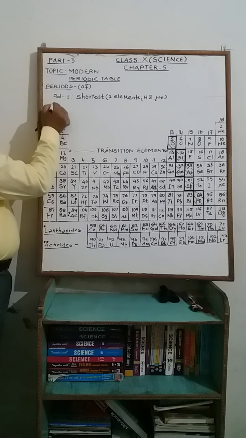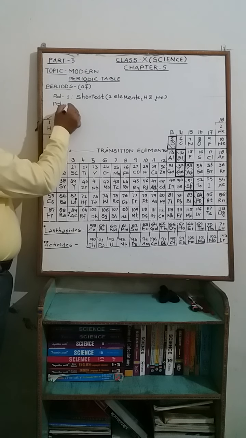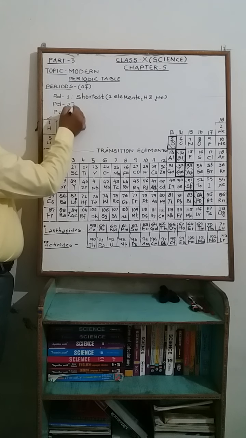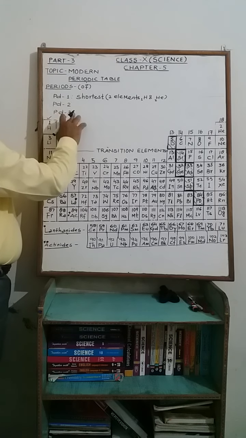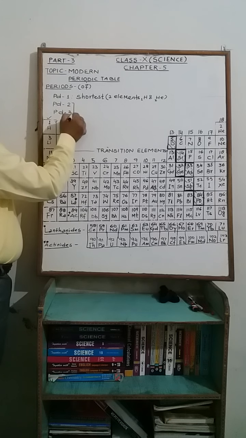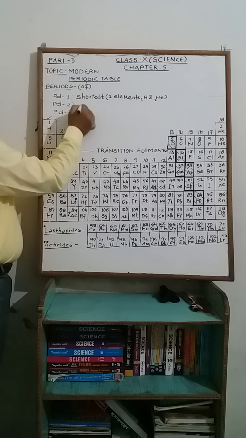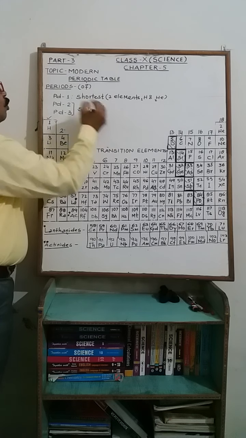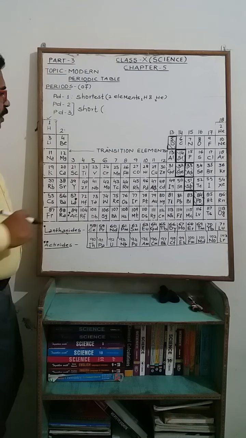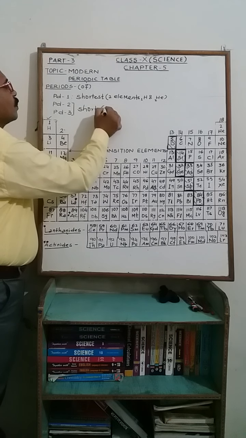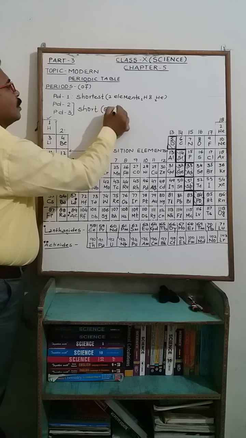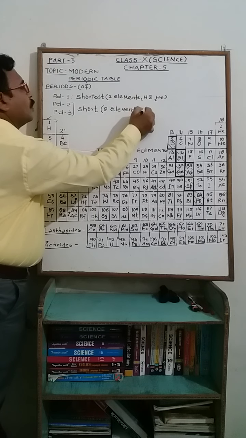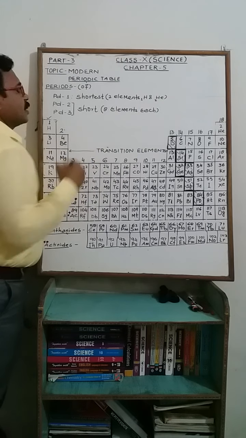Next, period 2 and period 3. Both periods are known as the short periods, because both of these periods have 8 elements each. In both of these periods there are only 8 elements.